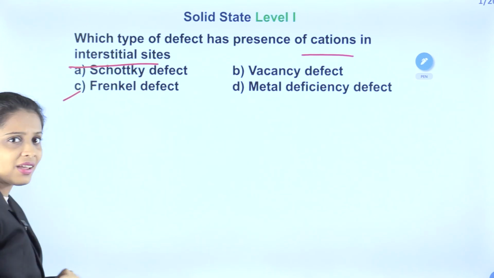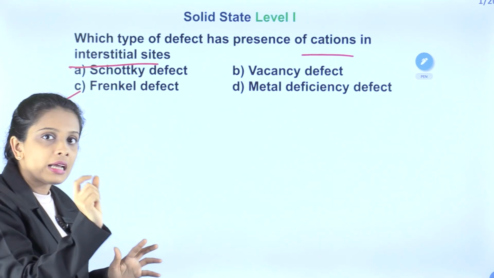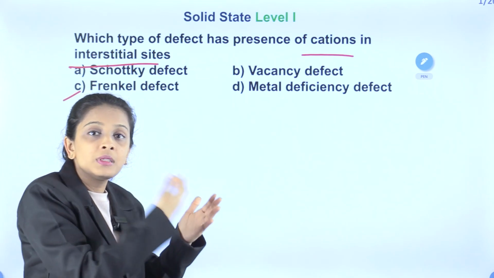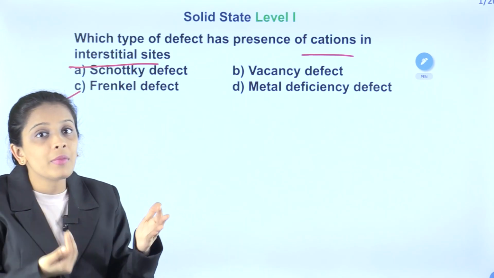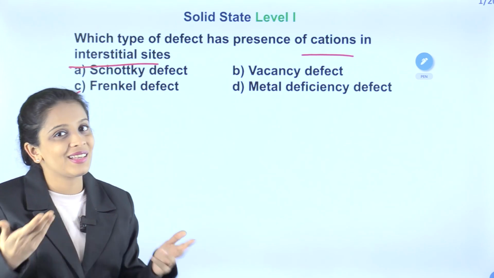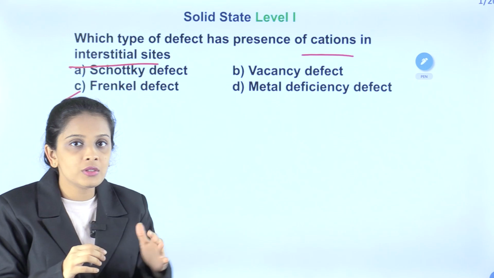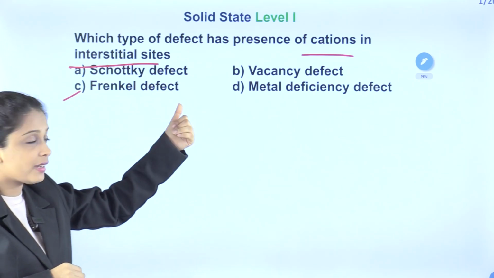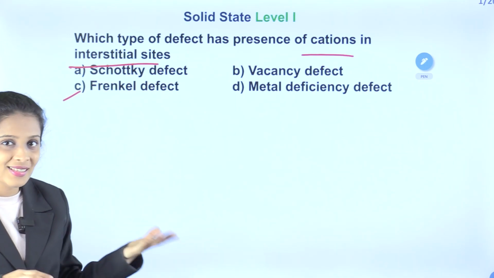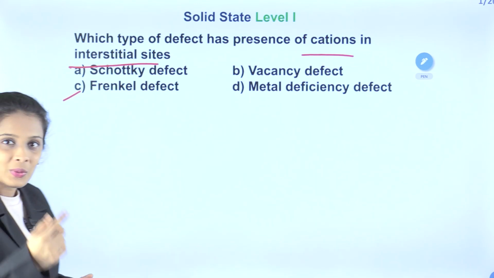It is Frenkel defect, because in Frenkel defect the cation size is small, it is missing from its original site and coming to the interstitial site. Yes or no students? One more important thing, learn the examples of Frenkel defect as well as other defects like Schottky defect and others. Yes students, let's go to our next question.